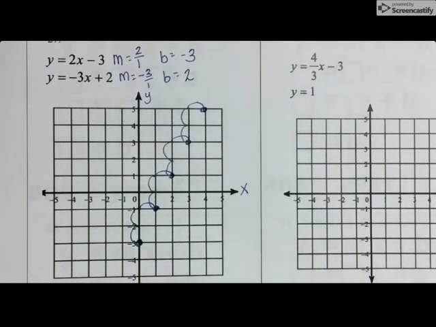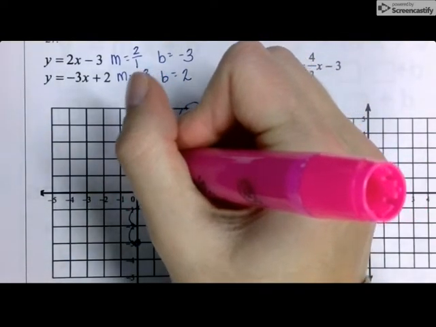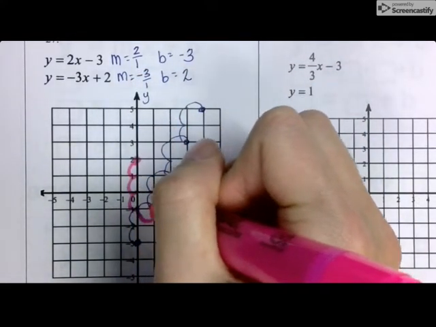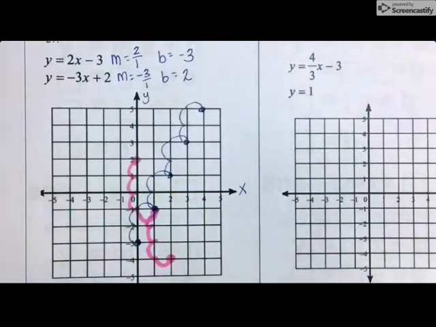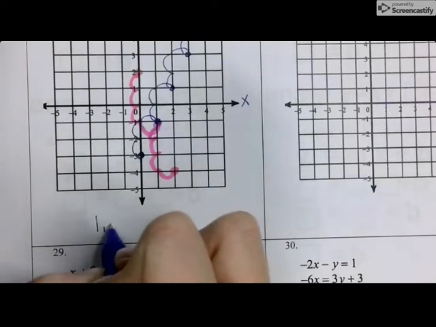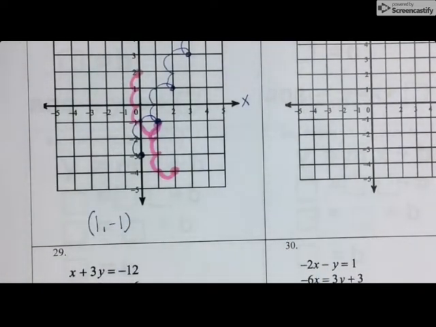Okay? For this one, I'm going to plot my B at positive 2. I'm going to go down 1, 2, 3 boxes and right 1. Okay? So what is the point of intersection? Positive 1, negative 1. Okay?